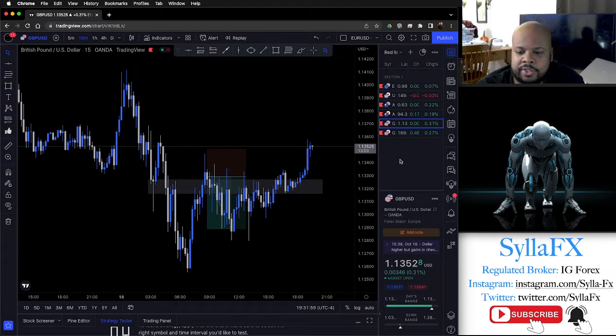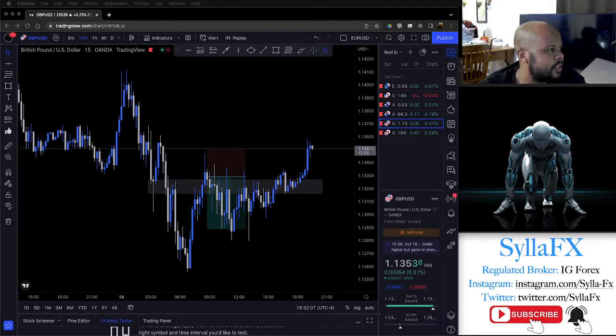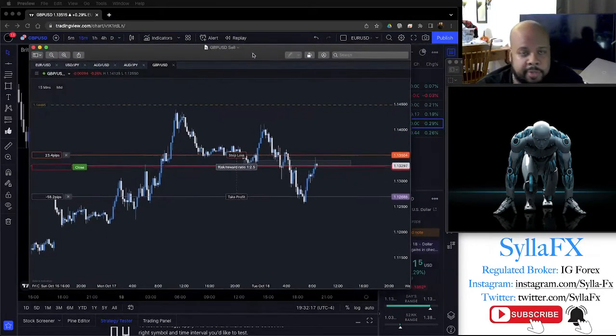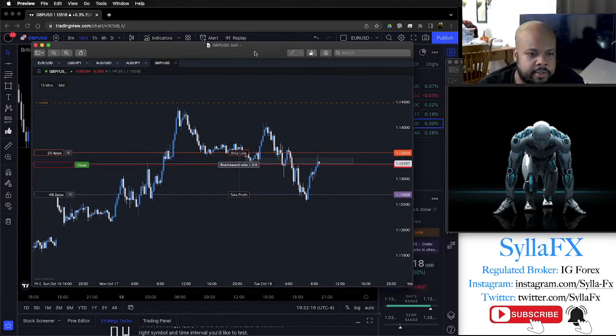So let's go ahead and jump right into it and see what happened this morning. The first thing I'm going to do, I took a couple screenshots of the trades that I took. First one we're going to go over is the pound dollar. These are the trades that I took on the IG platform with my live account there.